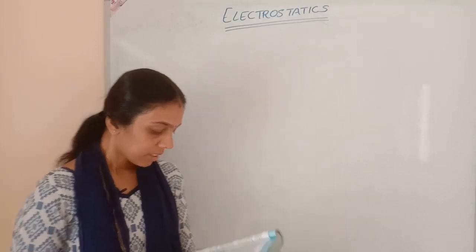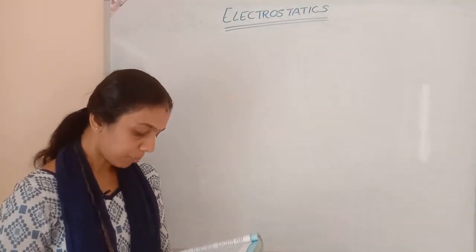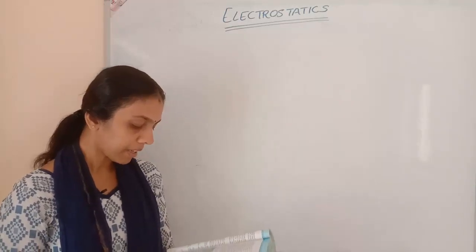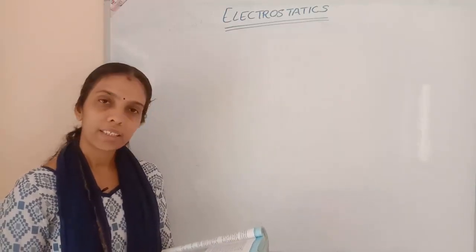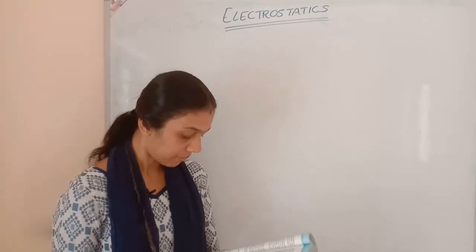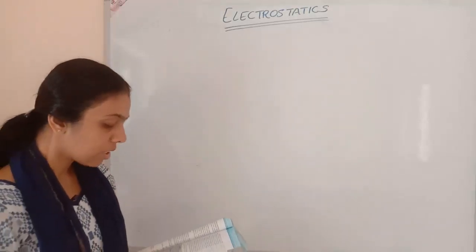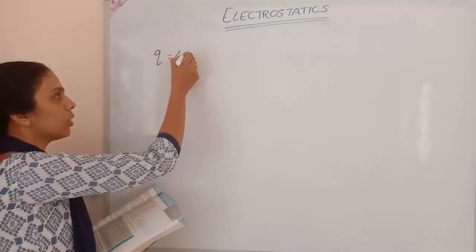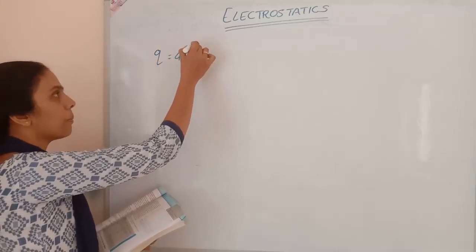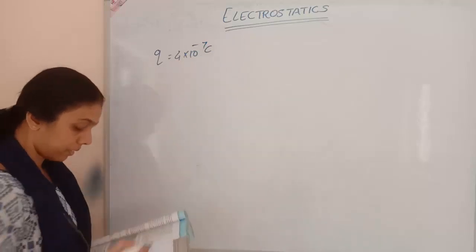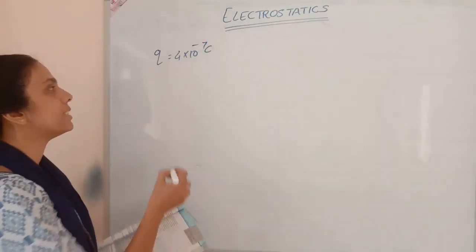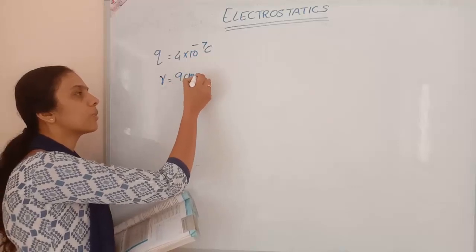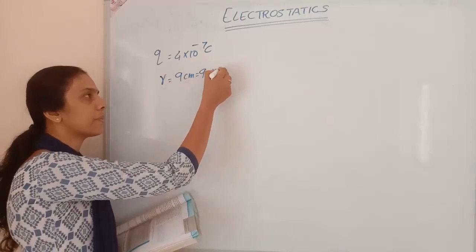Calculate the potential at a point P due to a charge 4 into 10 to the power minus 7 coulomb located 9 centimeter away. So it is a direct question. The charge is given, Q equals 4 into 10 to the power minus 7 coulomb, and it is located 9 centimeter away. So the distance is 9 centimeter.